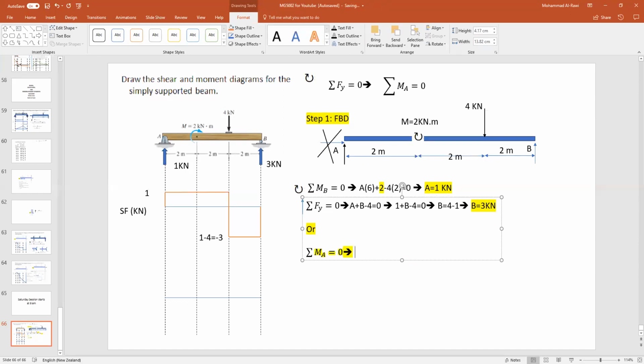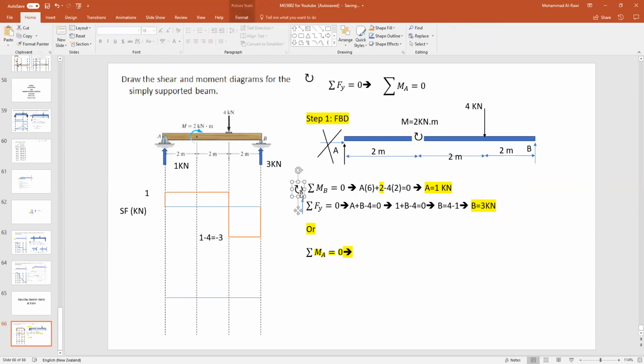So what will it be if we do that now? We're taking moments about A, so we need to identify which direction we are rotating. Again, I'm assuming clockwise is my positive. So B will be rotating opposite to that direction, so it will be minus B times 6. The 4 will be rotating positive, so plus 4 times 4.